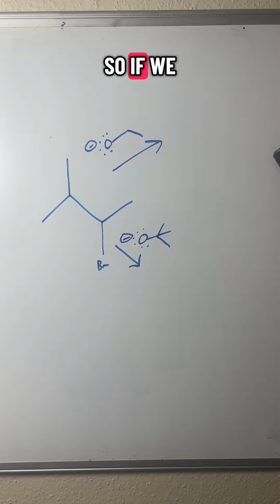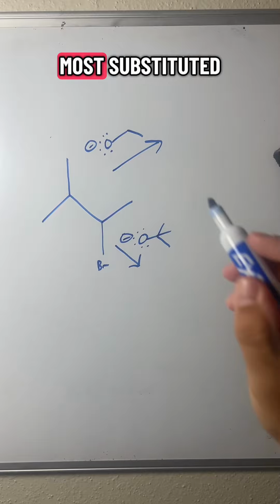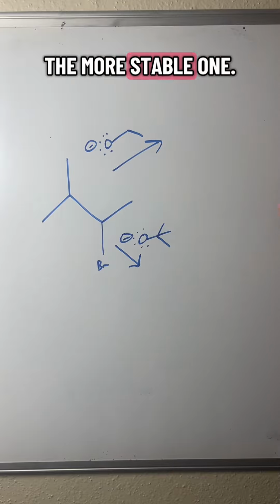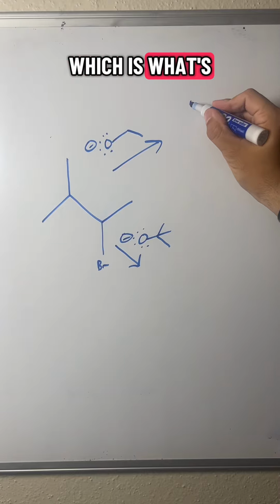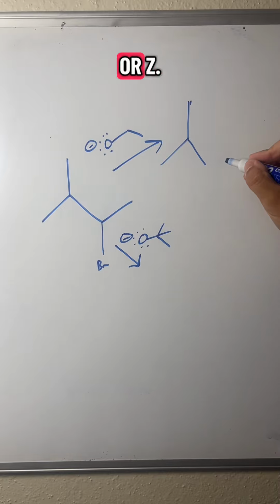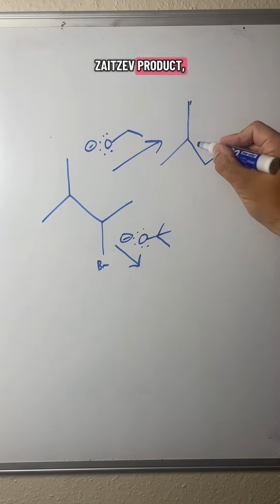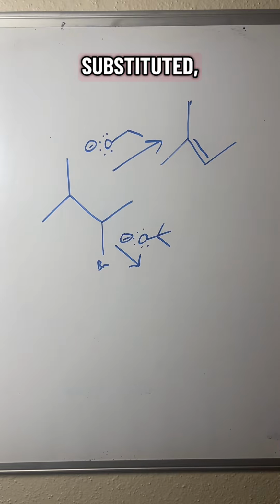So if we use this ethoxide, what are we going to get? Now remember, the most substituted alkene formed is the more stable one. And that's what's going to form with our ethoxide, which is what's known as your Zaitsev product. Sometimes I spell it with an S, a Z. It depends what language you're learning. But this is your Zaitsev product, where we have this alkene right here. It's much more substituted. It's much more stable.